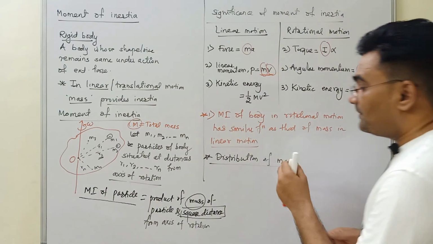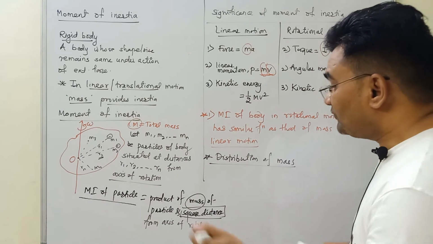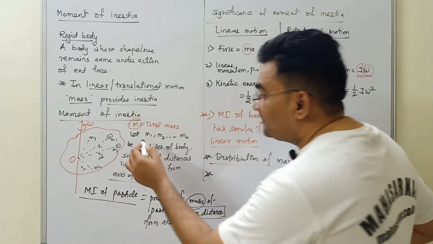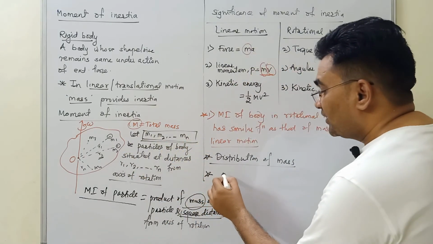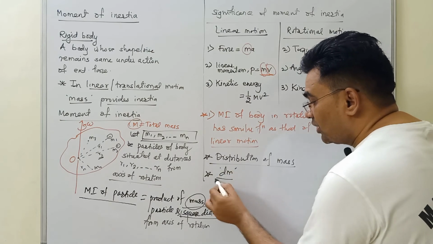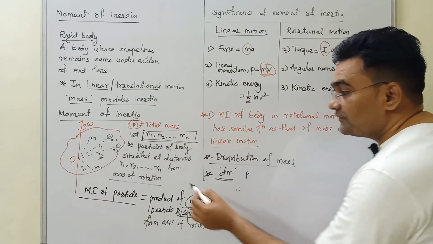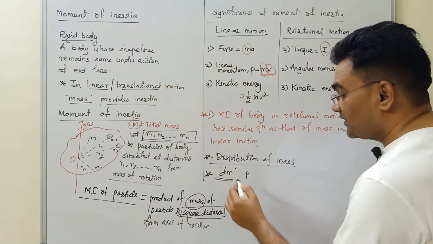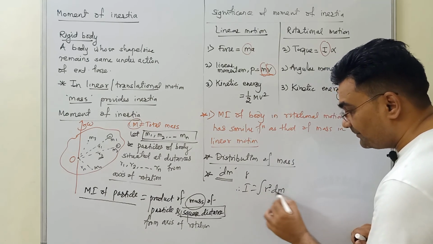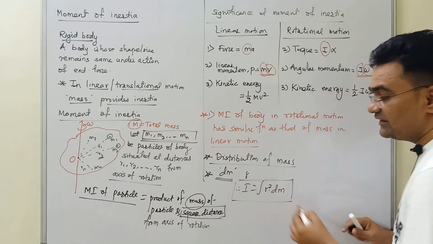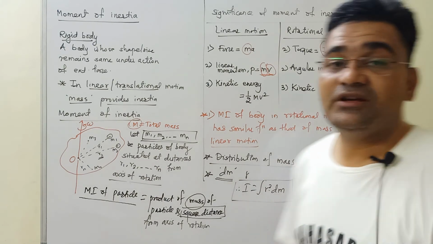Distribution of mass can also be studied with the help of moment of inertia. Then, instead of writing objects of masses m1, m2 up to mn, suppose I say dm is the mass of each small particle situated at average distance r. In that case, instead of using the summation symbol we used previously, I can use integration of r square into dm. This is the formula for finding moment of inertia using integration, which we are going to use in some next article.